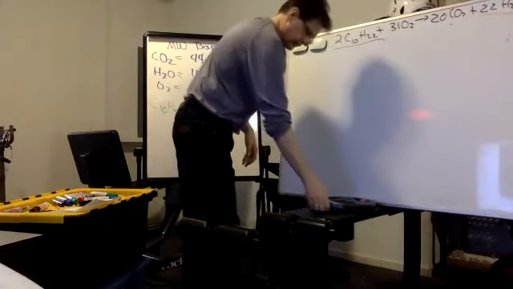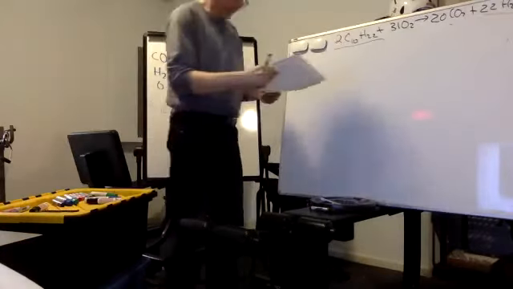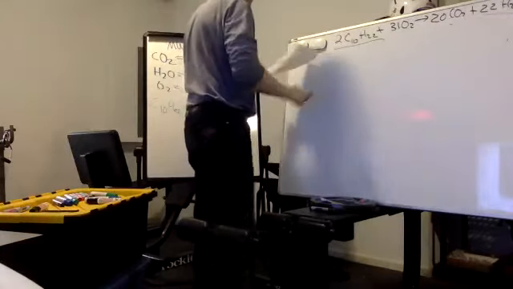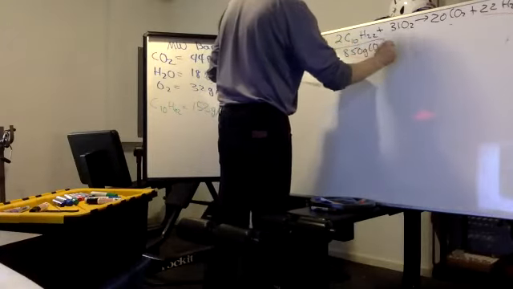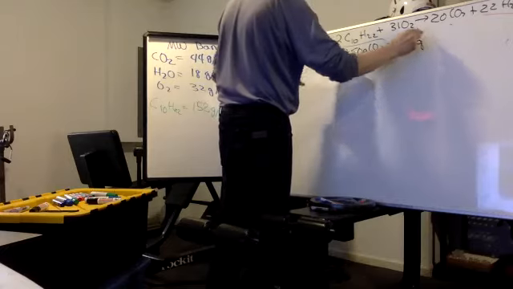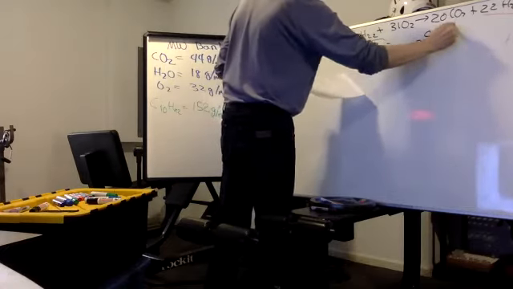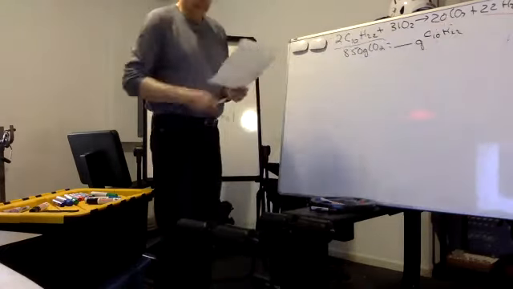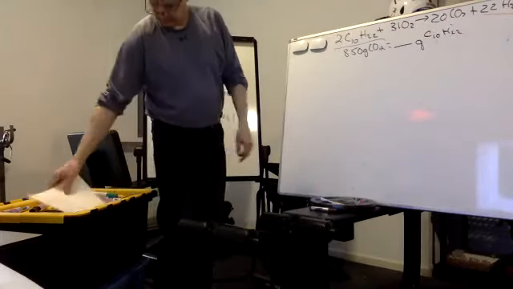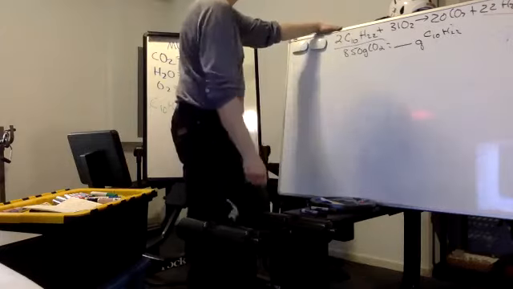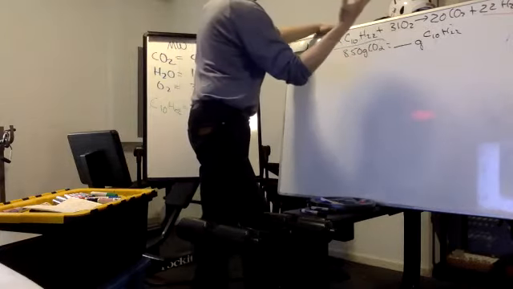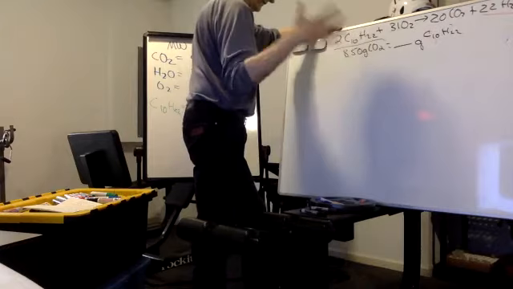Take a look at the next one. We've got 850 grams of CO2, and we want to convert that to grams of C10H22. So he is recognizing the problem. You've got a G to G, so you know it's a type 4 problem, so you're going to need 5 numbers.